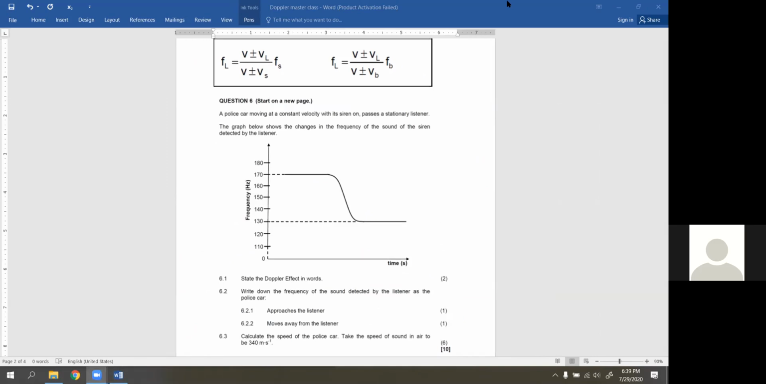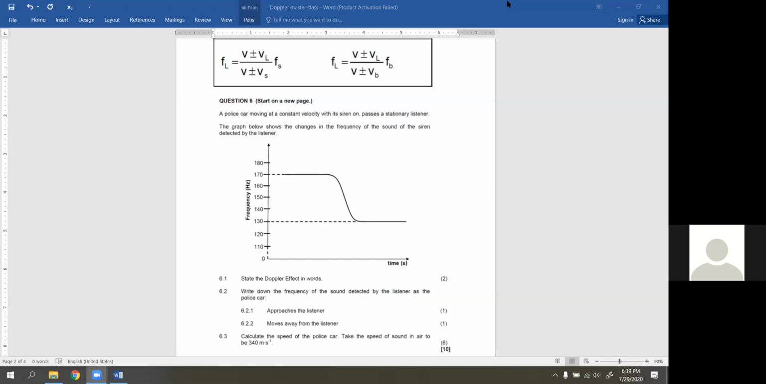All right, okay. So let's have a look over here. A police car is moving at a constant velocity with its siren on. If it's a siren on, this means that the police car is the source. And it passes a stationary listener, which means we've got a stationary observer. So the observer has a velocity of 0.